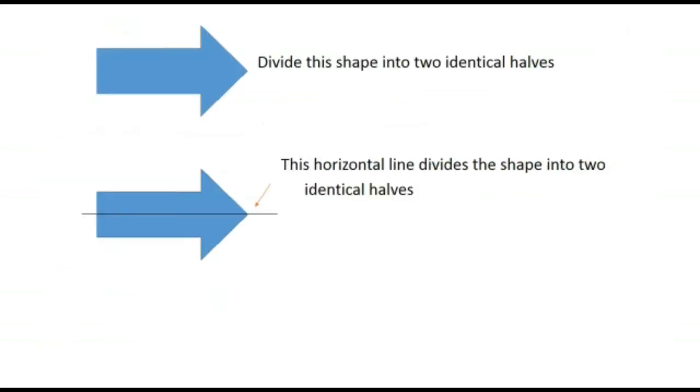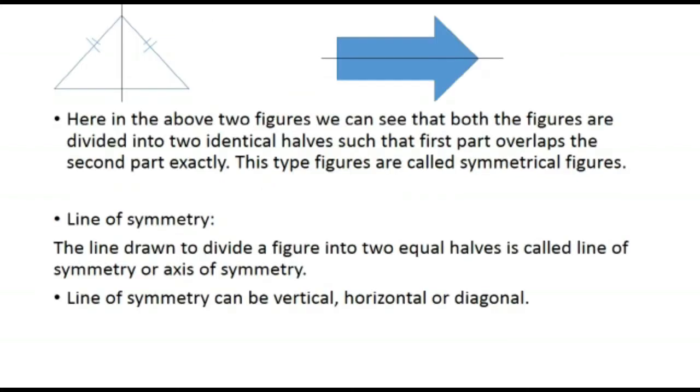This is another shape. Here, again, if I ask to divide the shape into two identical halves, we can see a horizontal line which divides the shape into two identical halves. Thus, from these two figures, we can see that both the figures are identical with each part.